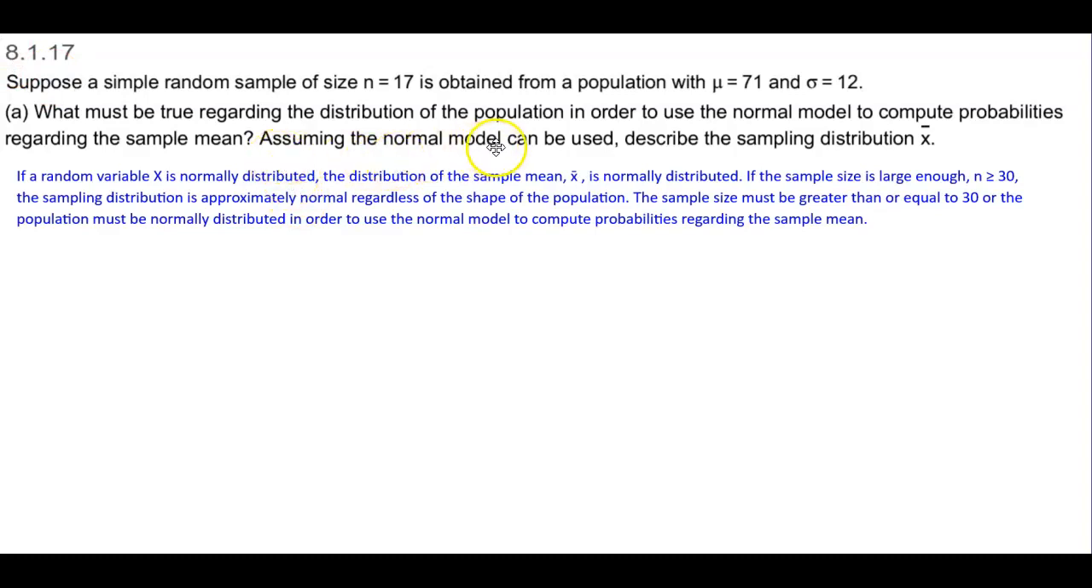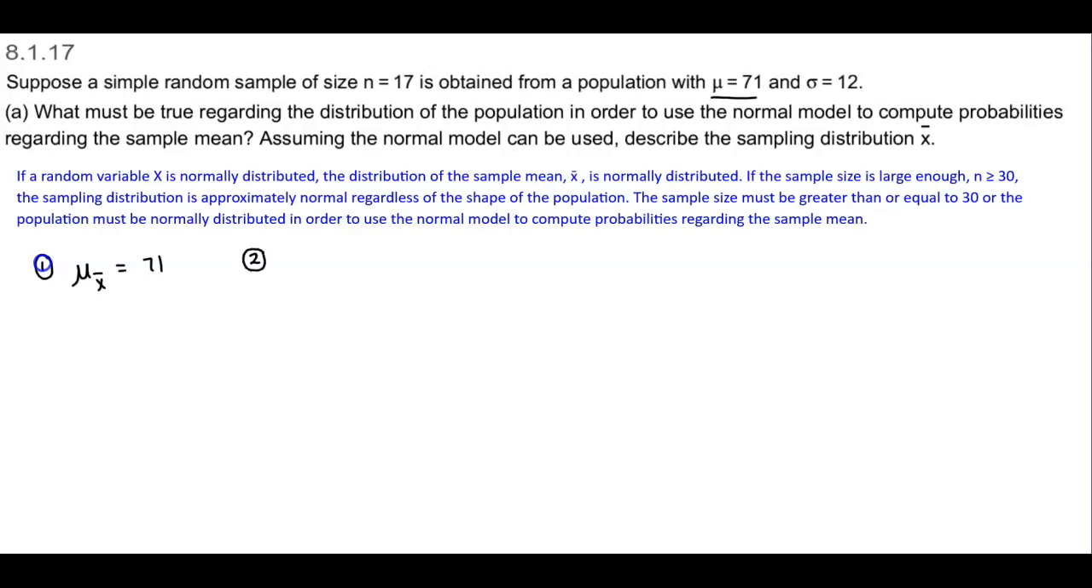Now, assuming that the normal model can be used, we want to determine the mean of the sample mean and the standard deviation of the sample mean. The first thing is we know that the mean of the sample mean is going to be the mean of the population, so we know it's going to be 71.